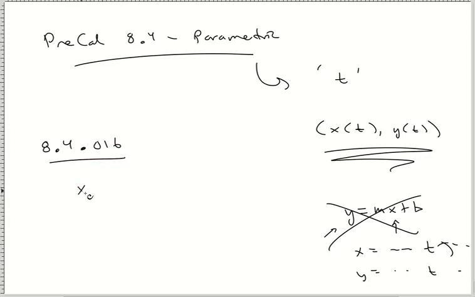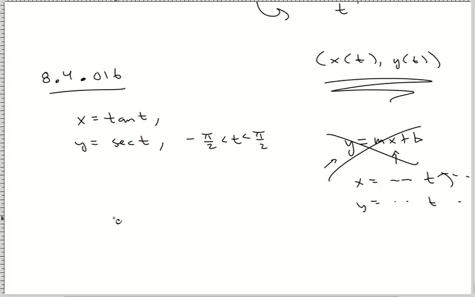8.4.016. X is equal to tangent t, and y is equal to secant of t, and they want to keep t between negative pi over 2 and pi over 2. And they want to eliminate the parameter.